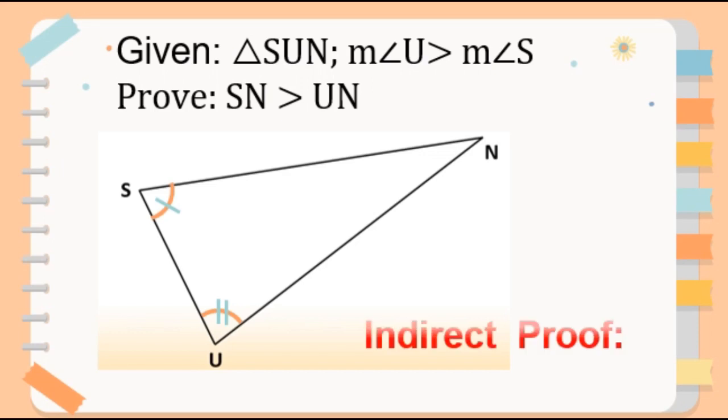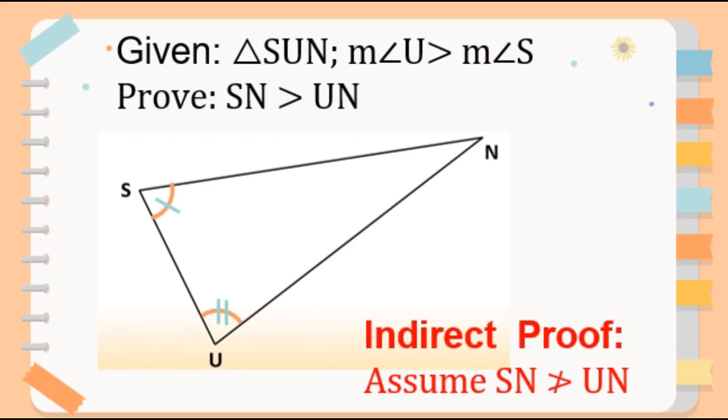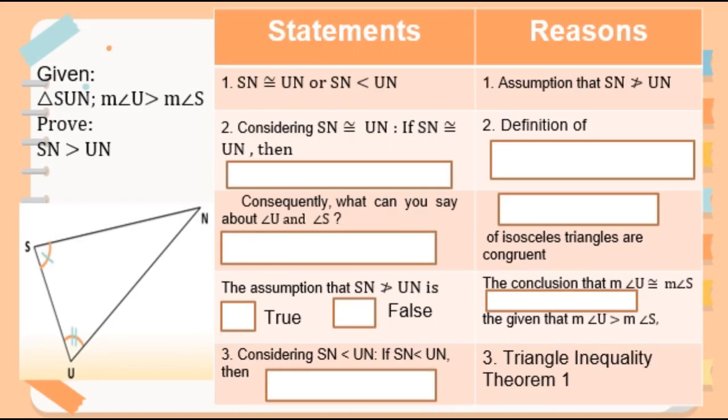So use the indirect proof. Assume that SN is not greater than UN. To prove this, let's use the two-column proof and let's fill in the information. For our first statement, SN is congruent to UN or SN is less than UN. So the reason is this is just an assumption that SN is not greater than UN.